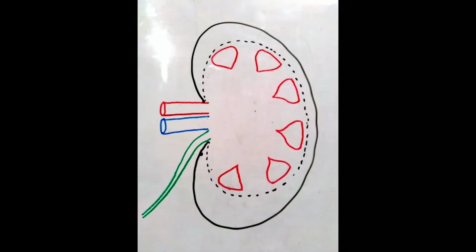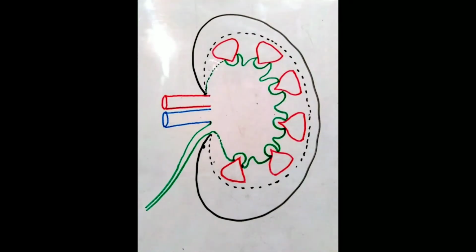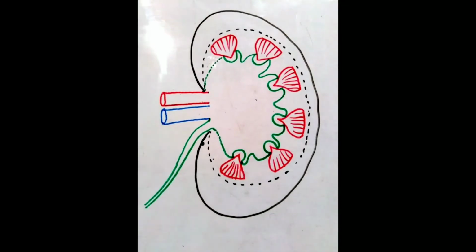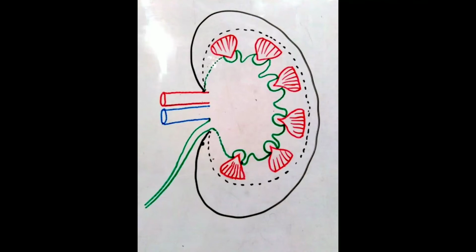Then the structure of the renal pyramid is formed. Next, the ureter is connected to all the renal pyramids, and the renal pyramids are drawn internally.